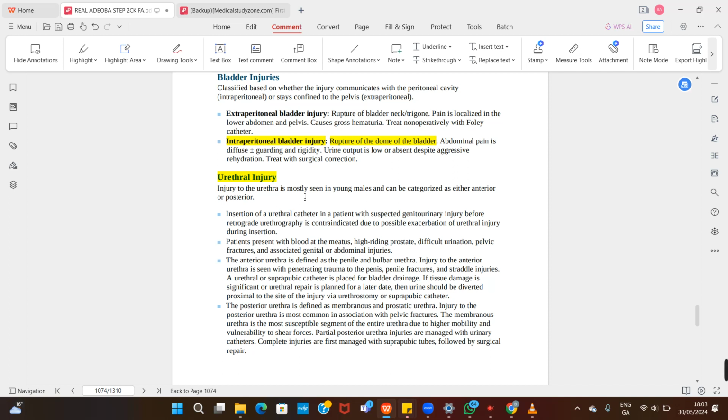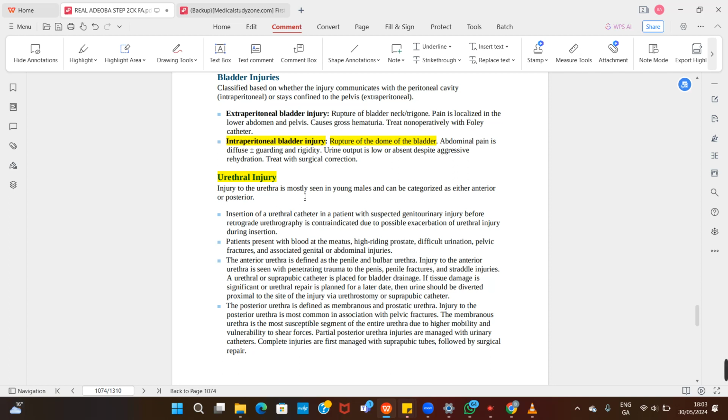One thing I want to mention is that most of the time, don't pass a urethral catheter for treatment of urethral injury. You don't want to pass a urethral catheter because sometimes you don't even know the extent of the injury. It might be a partial tear, a partial rupture.